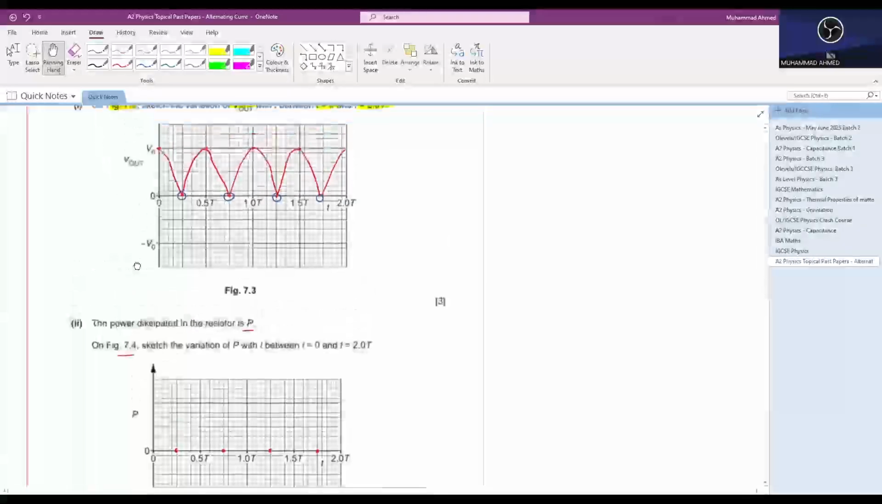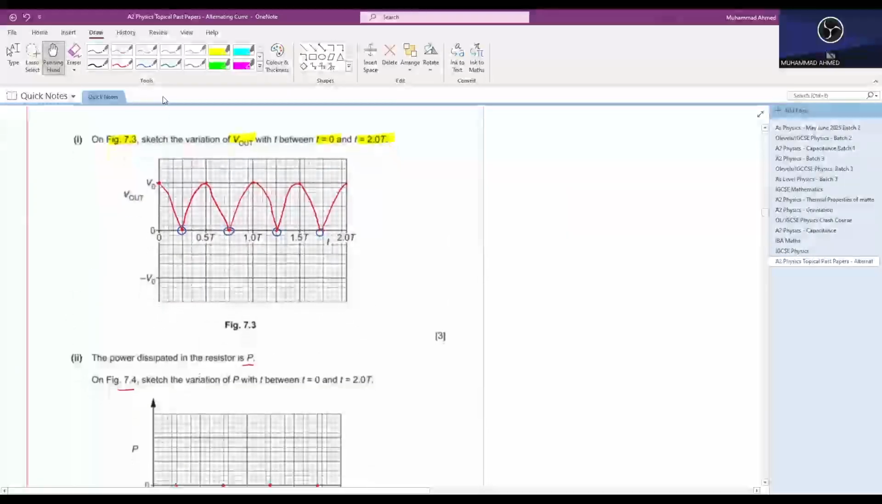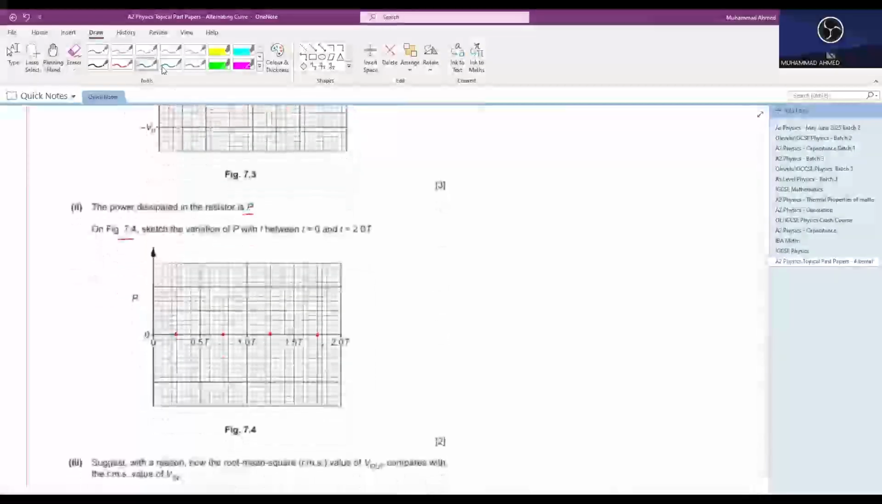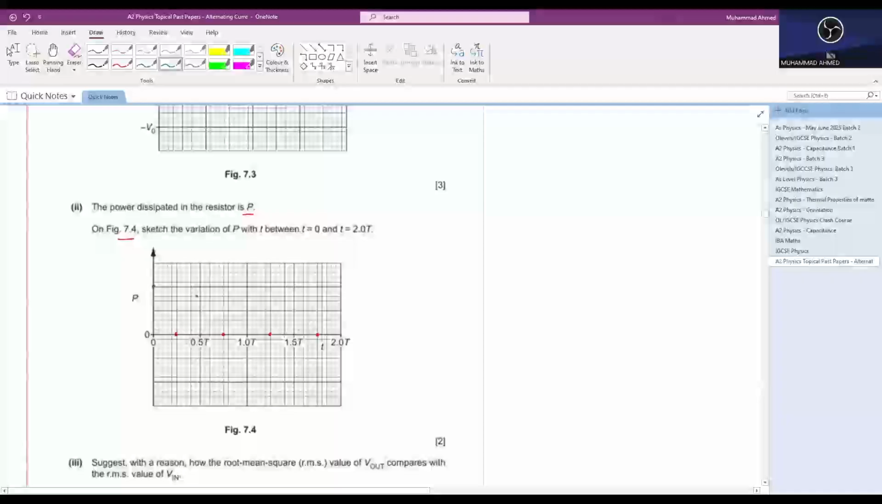And where will the powers be maximum? Where your voltages are maximum. At time t equals 0, 0.5, 1, 1.5, and 2. At all these points. So let's start drawing the graph. Something like, oh, that's pretty untidy. Pretty untidy with respect to my standards as well.